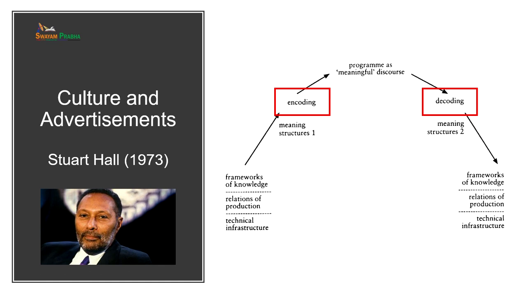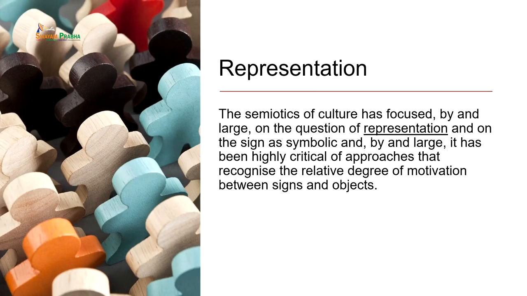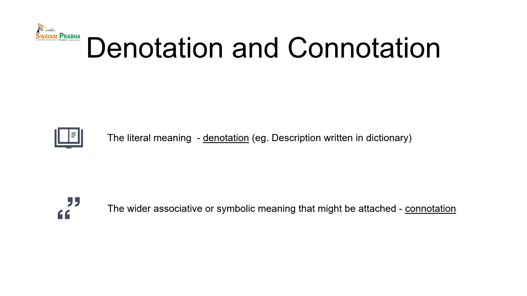If you're interested to read more on this framework, please read up Stuart Hall's work on culture and advertisement. But what he's really talking about is the idea of representation. We do see that the semiotics of culture has focused by and large on the question of representation, and on the sign as symbolic, and by and large it has been highly critical of approaches that recognize the relative degree of motivation between signs and objects. So we do see that representation forms a critical base of how we understand cultures, how we understand visual cultures.